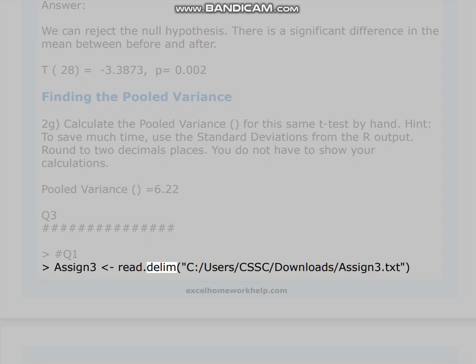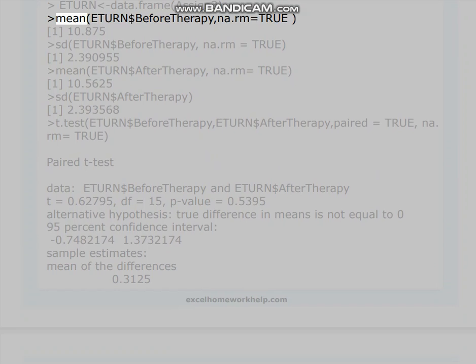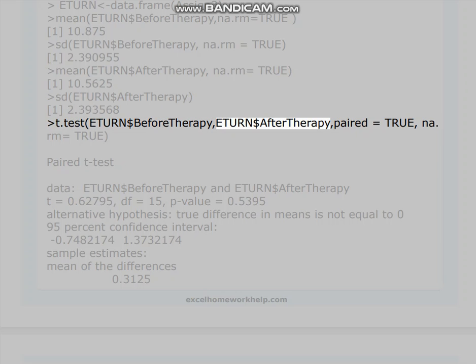Q1. assign3 <- read.delim("C://users/cssc/downloads/assign3.txt"). etern <- data.frame(assign3). mean(etern$beforetherapy, na.rm=TRUE) gives 10.875. sd(etern$beforetherapy, na.rm=TRUE) gives 2.390955. mean(etern$aftertherapy, na.rm=TRUE) gives 10.5625. sd(etern$aftertherapy) gives 2.393568. t.test(etern$beforetherapy, etern$aftertherapy, paired=TRUE, na.rm=TRUE).